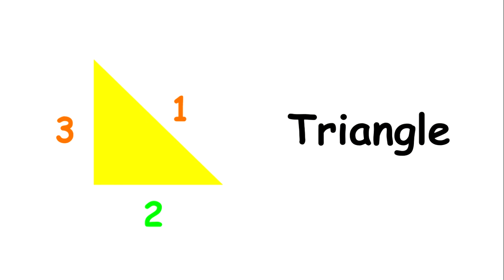Yes, so even though they don't look the same, they're both still triangles because a triangle has 3 sides. So you have the 3 sides connecting here: 1, 2, 3. So yes, it's a triangle.